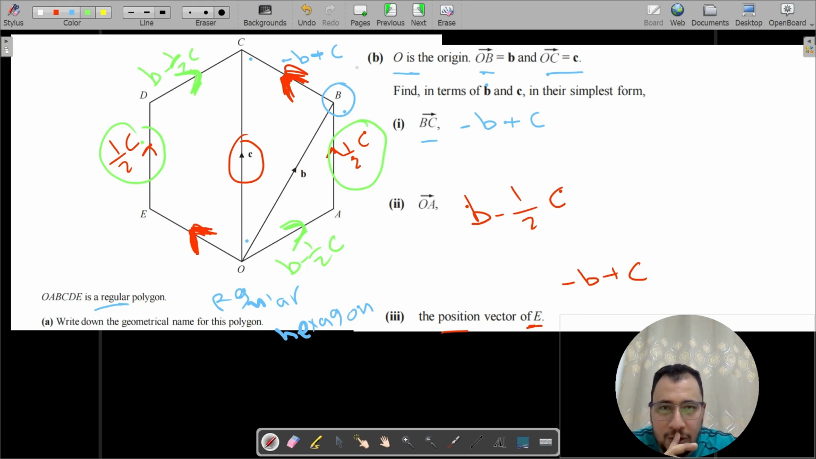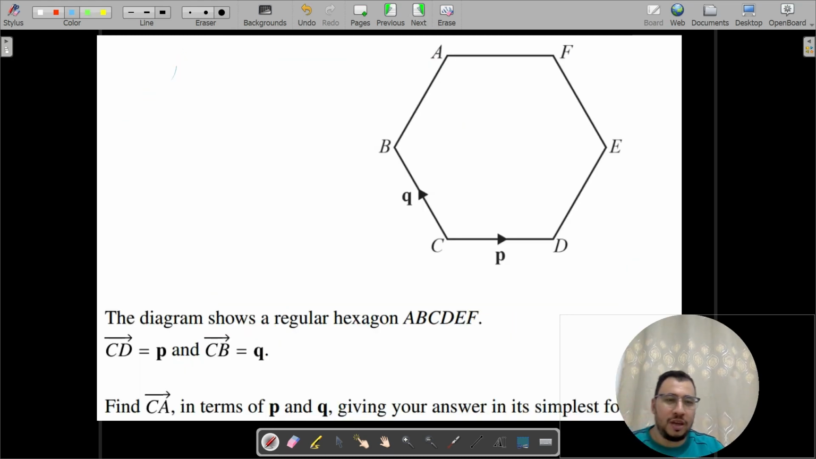Now, let's take a look at another question. In this question, we have a regular hexagon. He already told us that, so we don't have to prove anything or write the name or anything here. And we have CD equals P and CB equals Q. Find CA in terms of these.